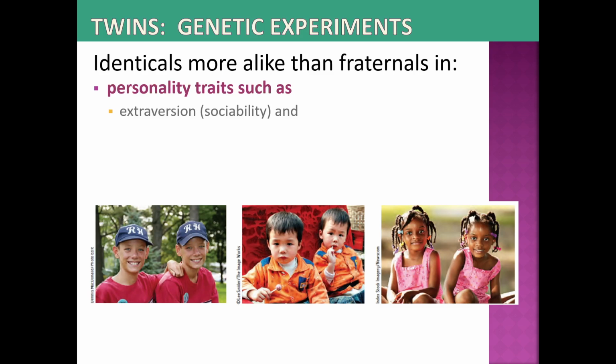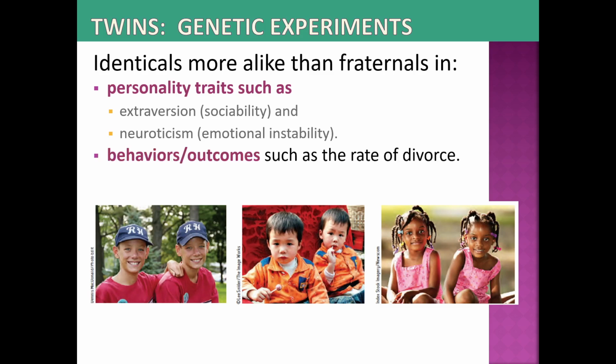On things like personality traits, I mentioned extroversion a little earlier, right? How sociable it really seems to be the key component of extroversion that they really matched on. Neuroticism, which is sort of a measure of emotional stability, how, tending towards depression or how changeable the person's mood is. So these two personality traits seem to be related to genetic factors.